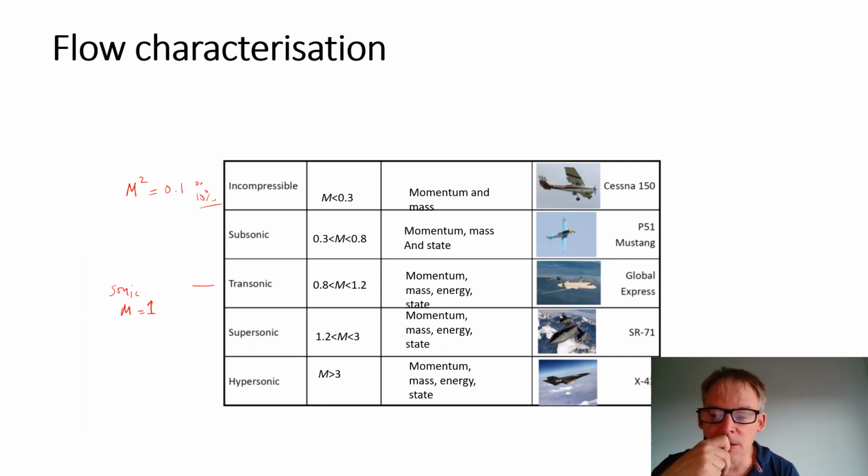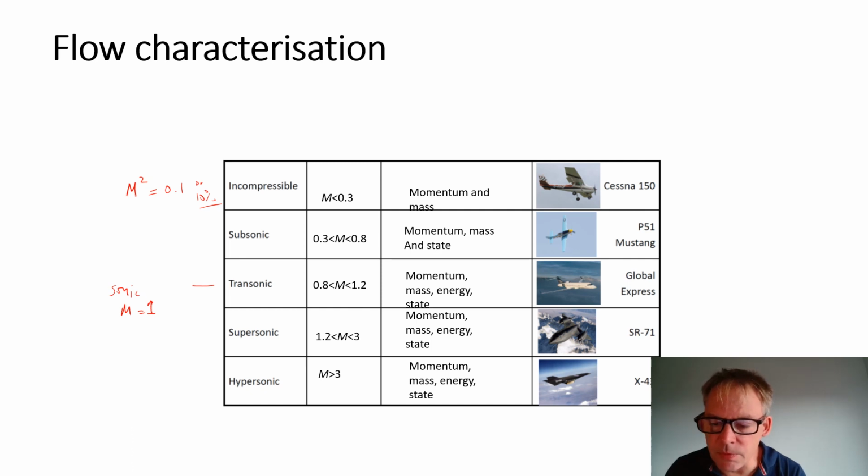So subsonic, we don't tend to need to include the energy equation because there are no shocks, and so we can use an isentropic approximation. So that's why we can use momentum, mass, and state. But obviously, transonic, supersonic, hypersonic, all these things need to be included. And as you see, as the Mach number increases, we start to have to change the design of the craft itself.